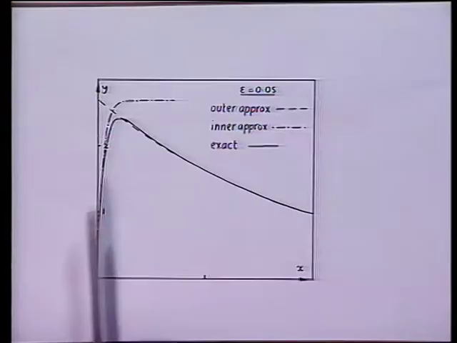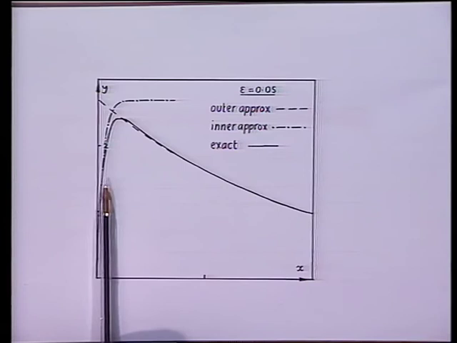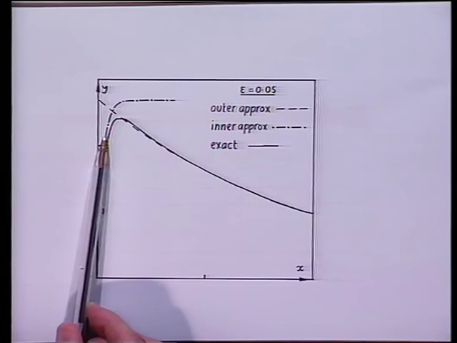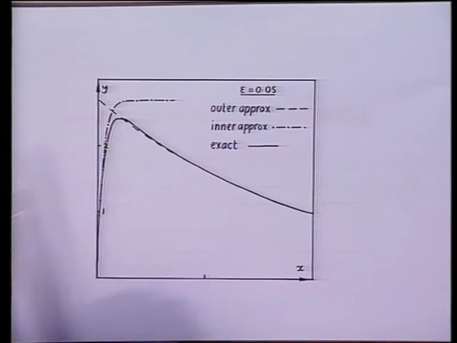What happens if you take epsilon to be smaller and smaller and smaller? Well, in our picture, the outer approximation remains exactly the same. Little y naught was independent of epsilon. The inner approximation, our function capital Y naught, simply shifts further and further over to the left. So if we took epsilon to be smaller and smaller, the broken dotted line would move further over to the left, and the exact solution would follow these two curves ever more closely.